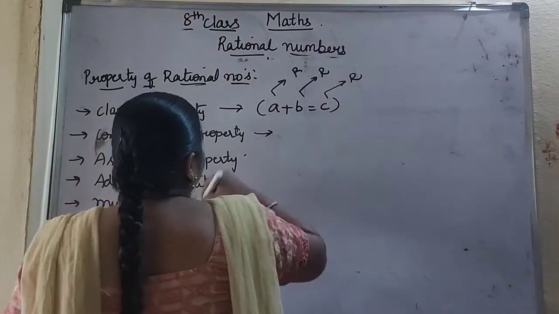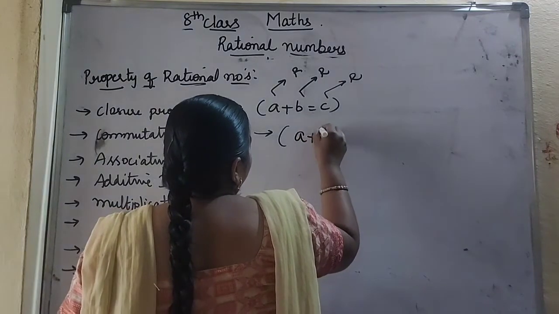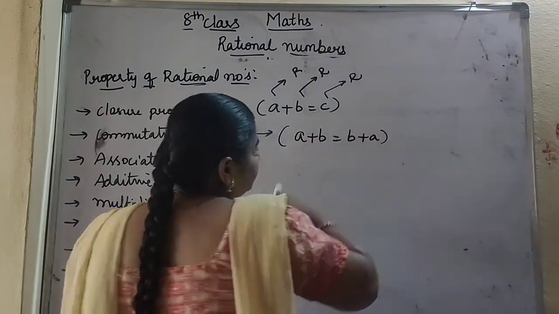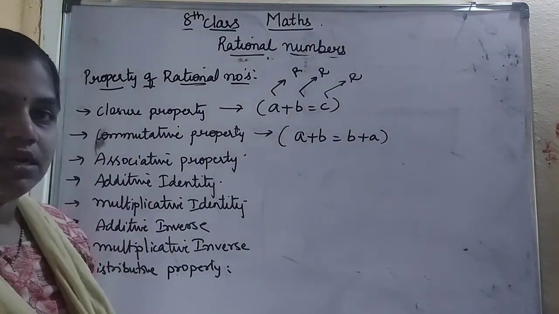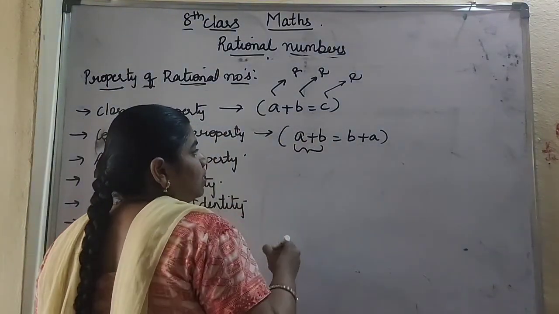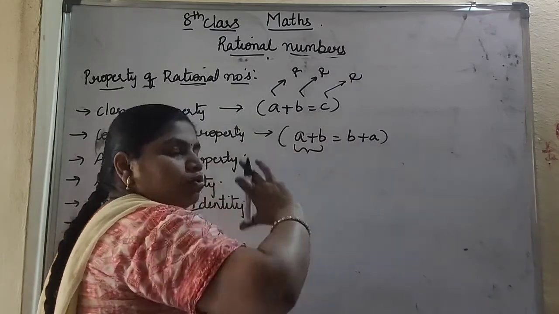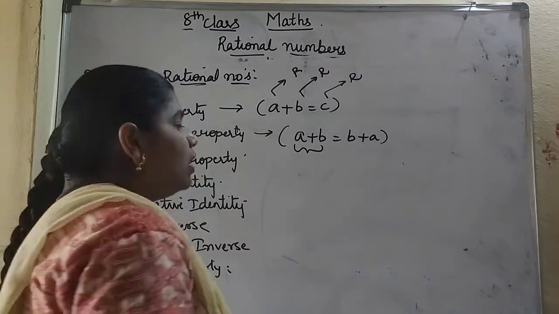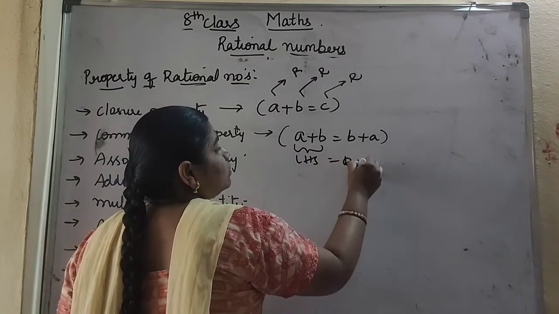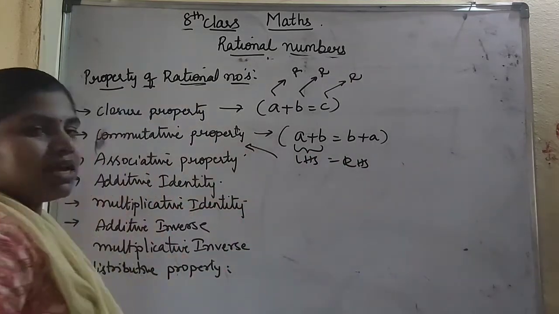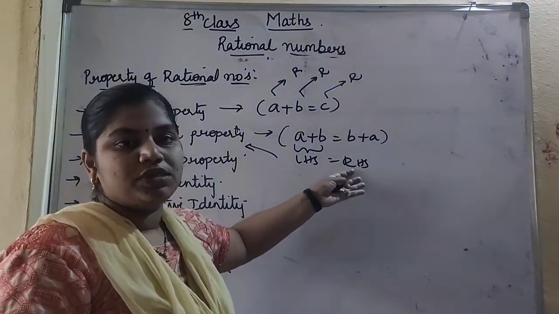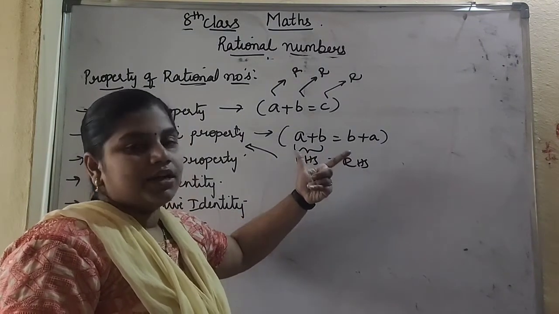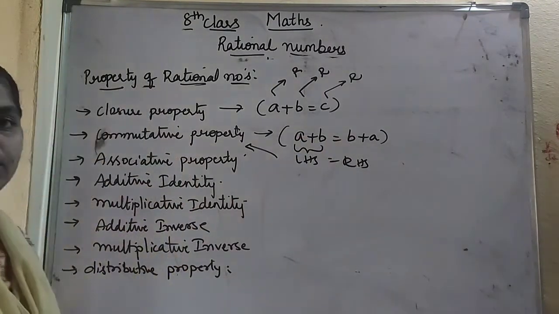For commutative property, what is the general form? A plus B is equal to B plus A. If you add any two rational numbers and then reverse them, the result should be the same. Whenever the LHS value and RHS value are the same, the property is satisfied. So only when the LHS and RHS values are the same will the condition be satisfied.